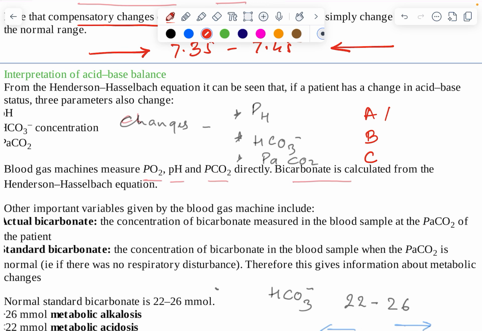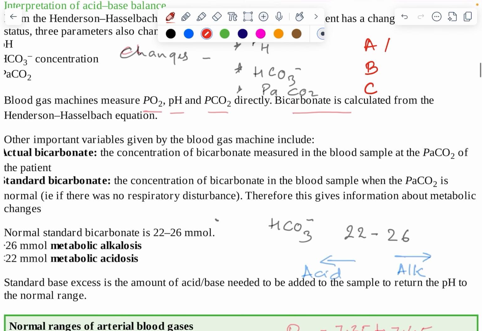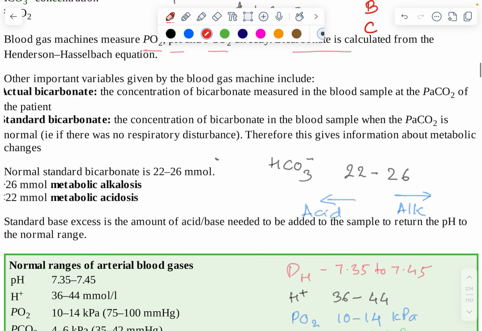Other variables in the blood gas machine include actual bicarbonate, the concentration of bicarbonate measured in the blood sample, and standard bicarbonate, the concentration in a blood sample normalized as if there were no respiratory disturbance. Therefore, this variable reflects metabolic changes. Normal standard bicarbonate is 22 to 26. More than 26 indicates metabolic alkalosis. Less than 22 indicates acidosis.